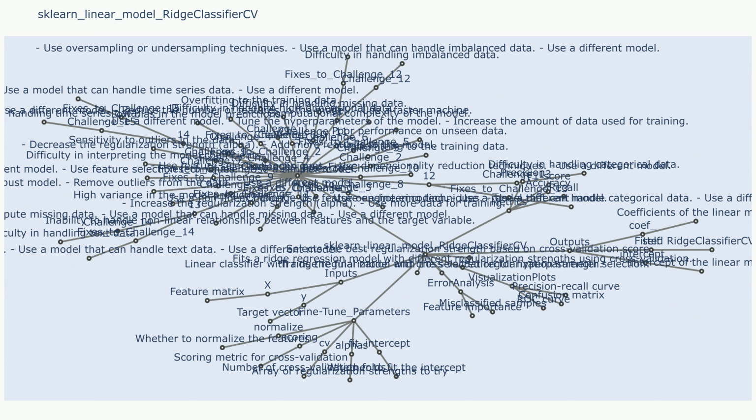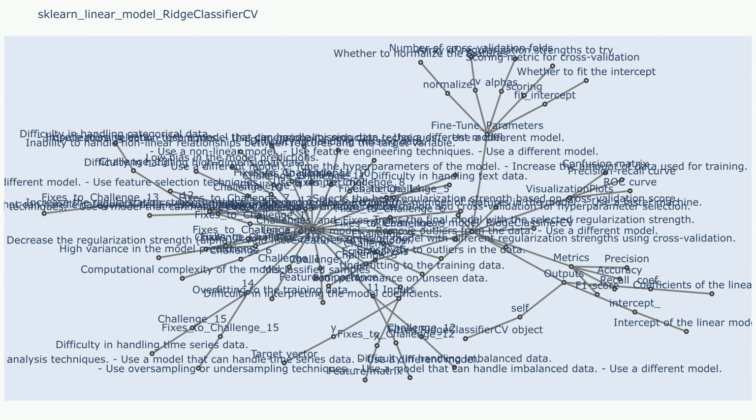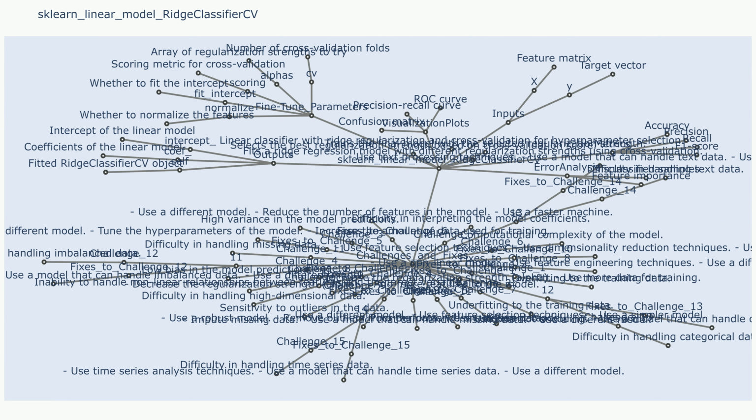Uncertainty methods. Confidence intervals: compute confidence intervals for the model's coefficients, providing a measure of uncertainty in the learned values. Bootstrap aggregating, bagging: train multiple ridge models on different bootstrap samples of data and average their predictions, reducing variance and providing uncertainty estimates.